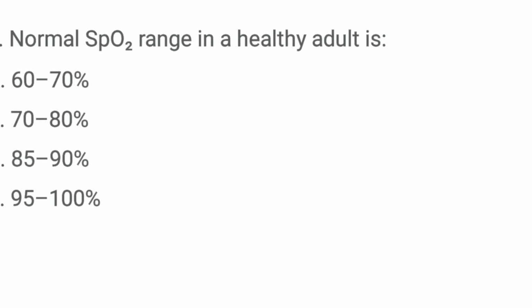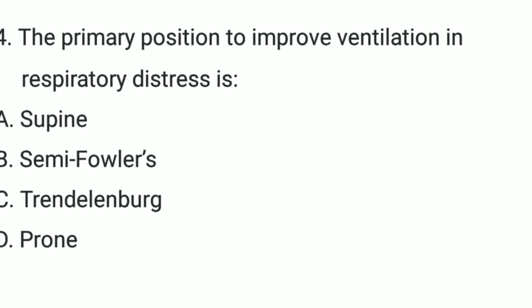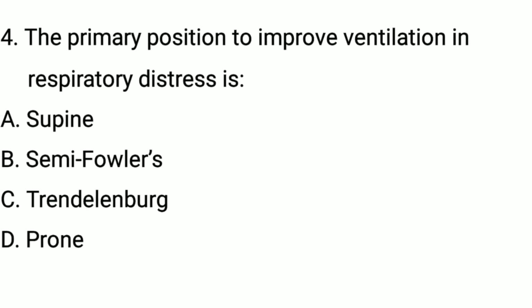Question number 3. Normal SpO2 range in a healthy adult is. The right option is option D, 95 to 100%. Question number 4. The primary position to improve ventilation and respiratory distress is. The right option is option B, semi-Fowler's.